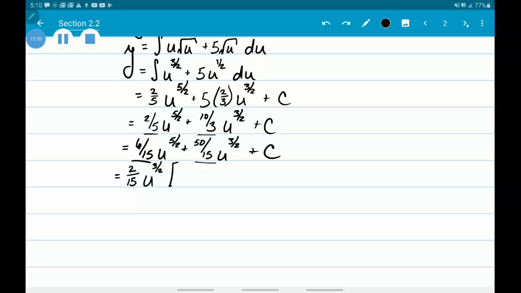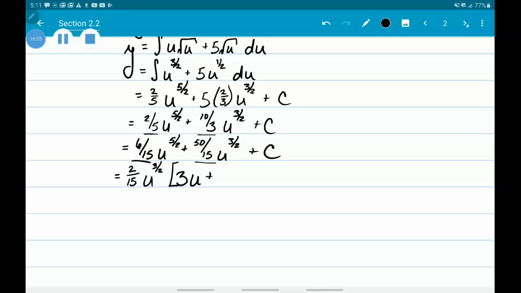Now let's talk about what that's going to leave us with. So we pulled all of the denominator 15 out. If we pull a 2 out of the numerator, that's going to leave us with a 3. If we pull u to the 3/2 out of u to the 5/2, that's going to leave us with just a u. And you can always check it by multiplying back. If we were to multiply this by this, we will end up with that 6/15 u to the 5/2.